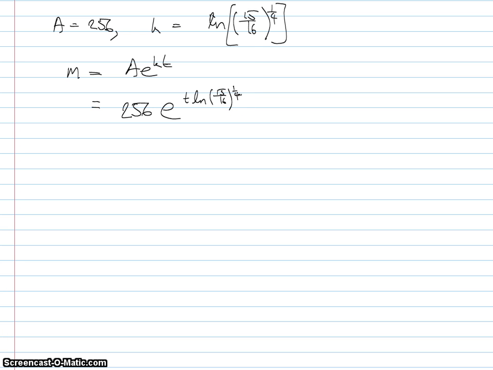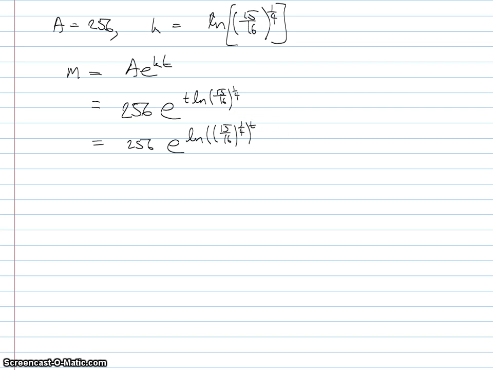Now again, I'm going to use my log rules here because this t down here, it's the same thing as having 15 over 16 to the power of a quarter to the power of t. So this is 256 e to the ln of ((15 over 16) to the power of a quarter) to the power of t.